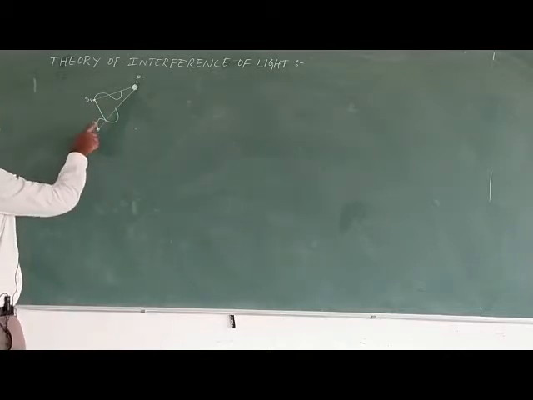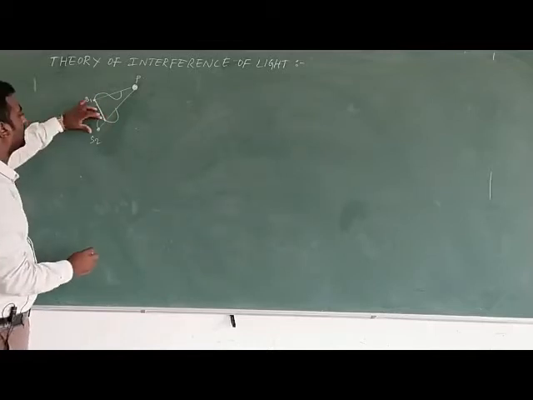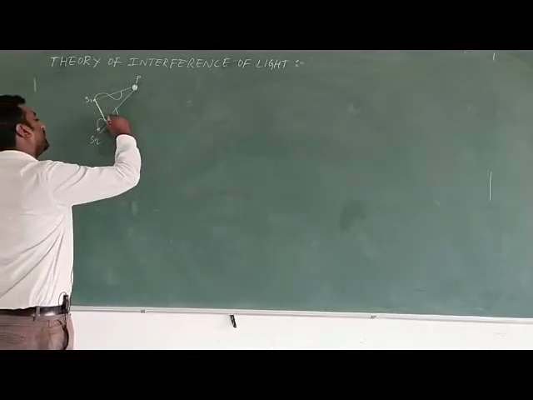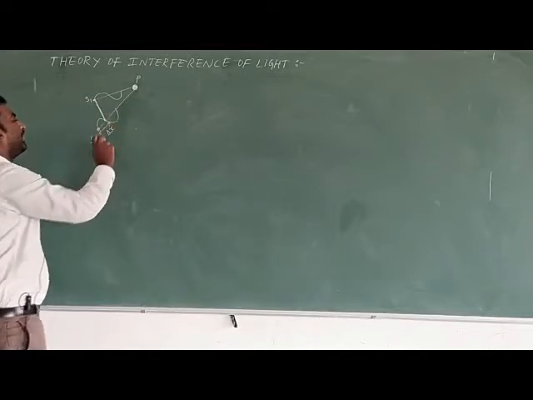There is a path difference between the two sources. If you draw a normal, it gives the path difference between these two waves. Let us take that as delta x, the path difference.